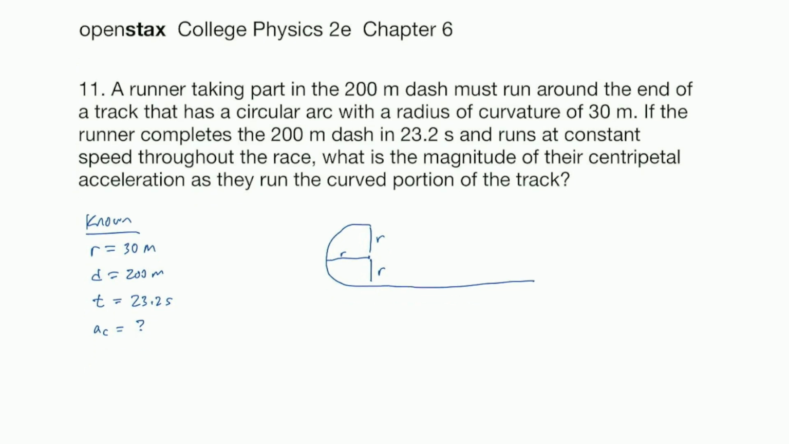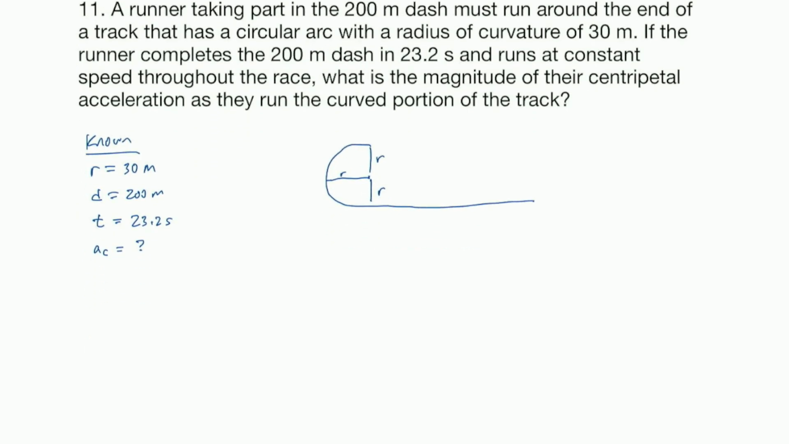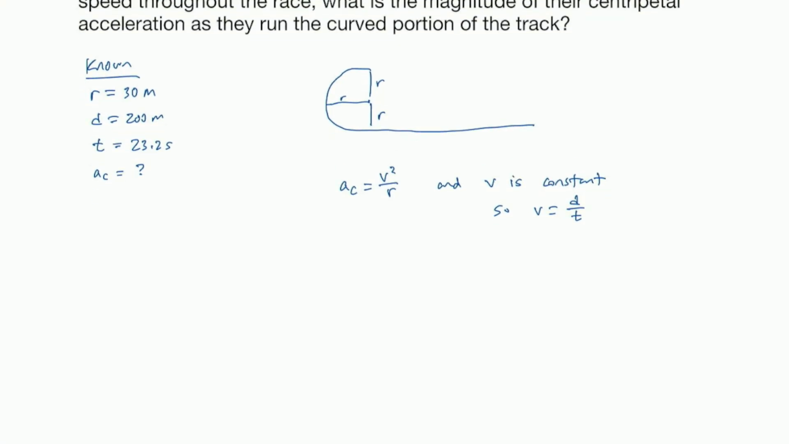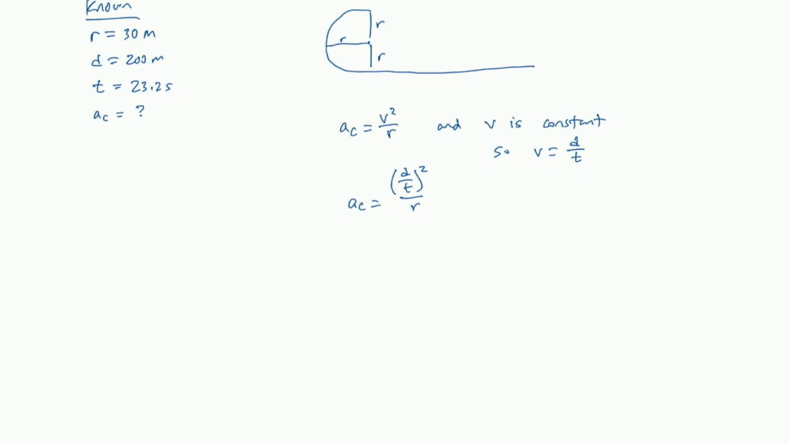All right, and we know that A sub C is V squared divided by R. Okay, we also know V is constant. And so what we can say is that V is distance divided by time. Okay, so let's substitute for the V. So A sub C is distance divided by time, that is squared, and we're dividing by R. And we have all those values, so we're all set to start computing.